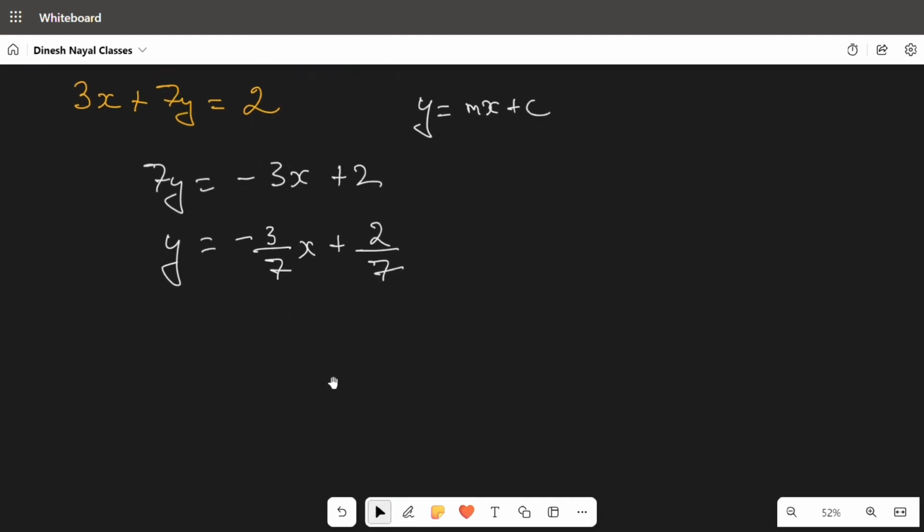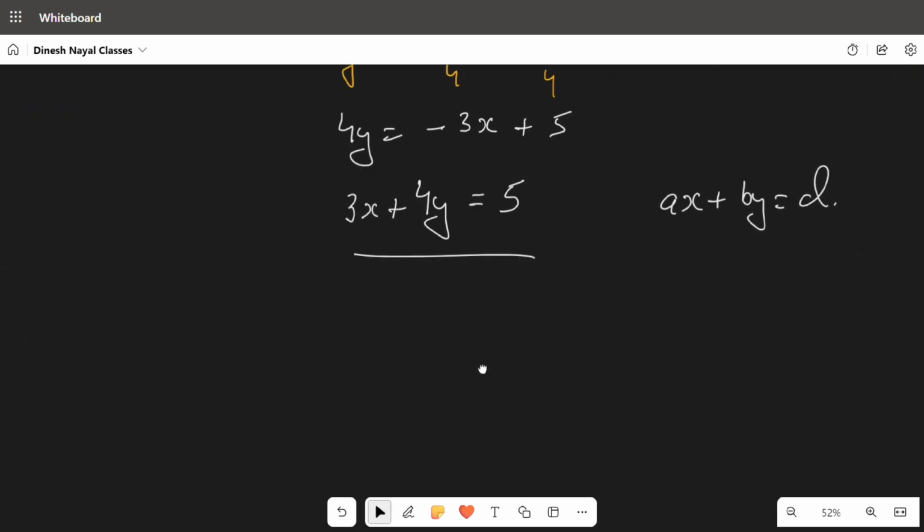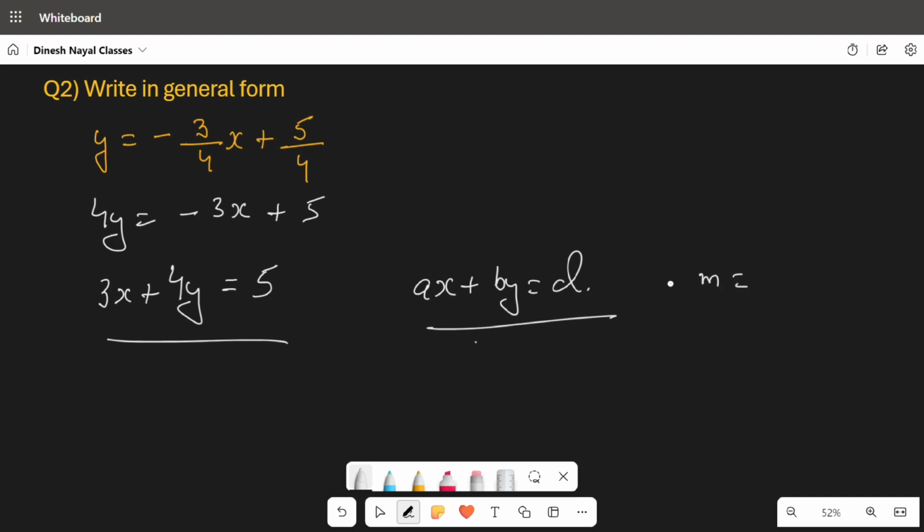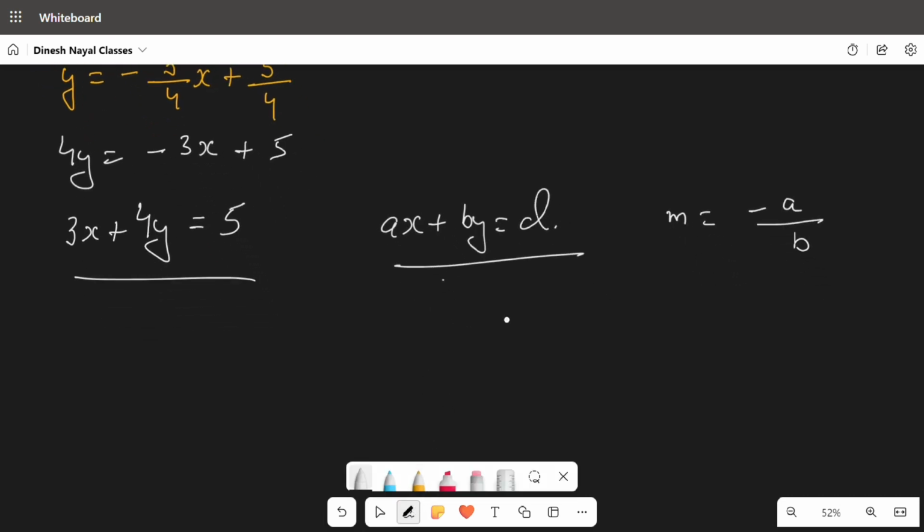Students, you should note one thing. If the general form is given as ax plus by equals d, how do we find the gradient in the general form? You can convert it to gradient intercept form, but instead of converting, you can directly find the slope m, which equals minus a by b. Just remember this: if we have the equation in the general form like ax plus by equals d, then the slope is given as m equals minus a by b. Directly. If you want, we can do the proof also.